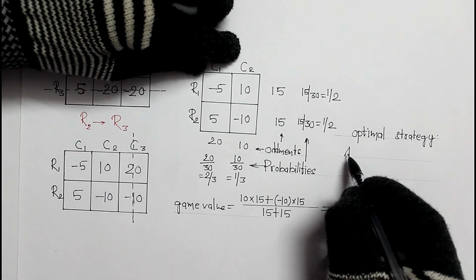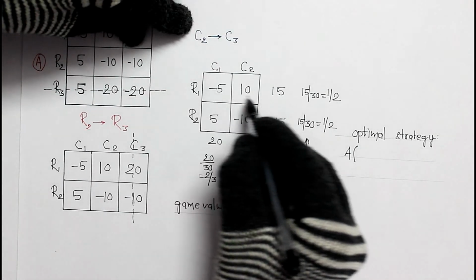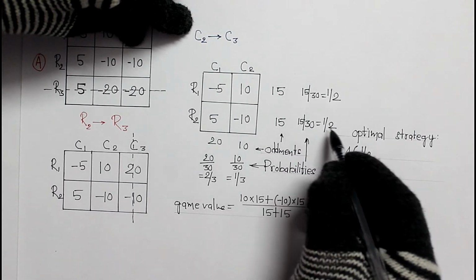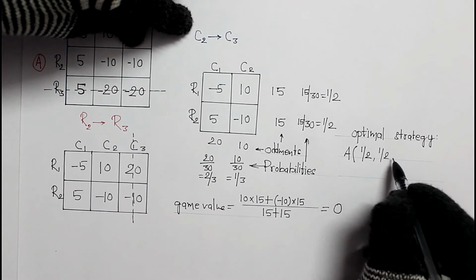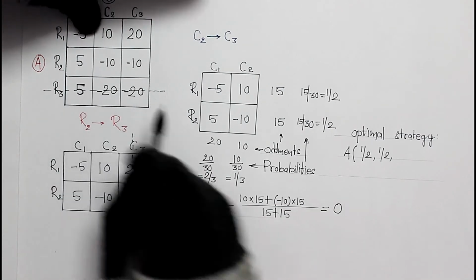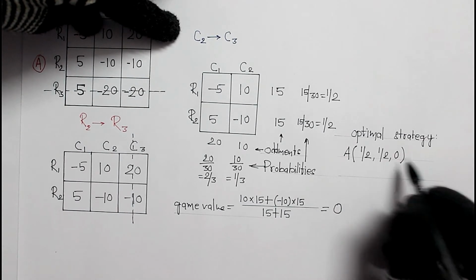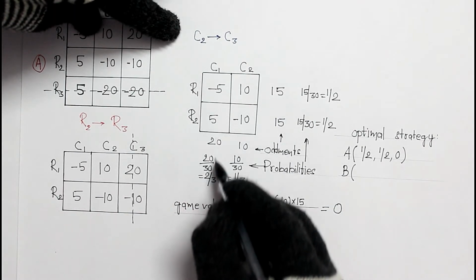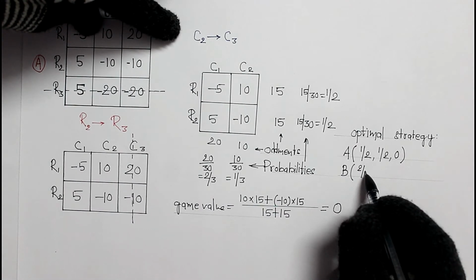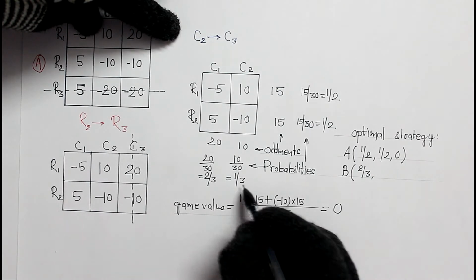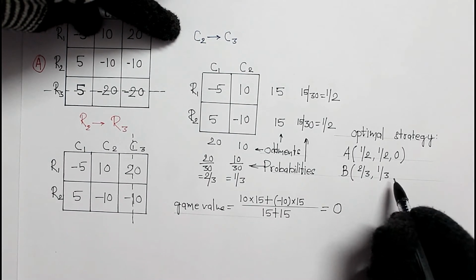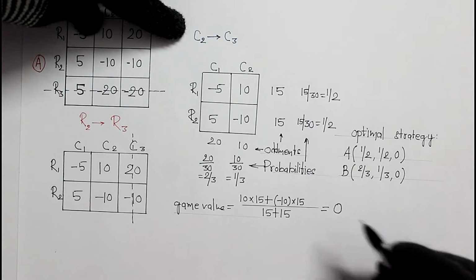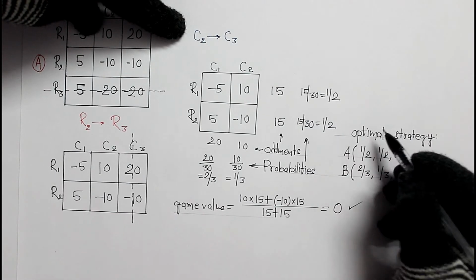So first for player A, R1 has 1 by 2 probability, R2 the same 1 by 2, and R3 is already cancelled, so 0 probability for a cancelled row. And for player B, first column 2 by 3 probability, second column 1 by 3, and third C3 is cancelled, so 0 probability. 0 is our game value. This is the optimal strategy.